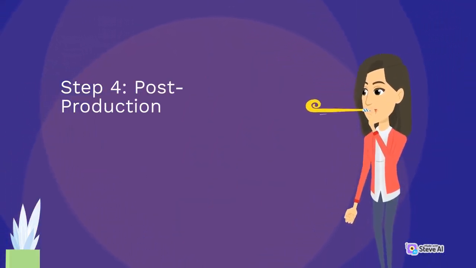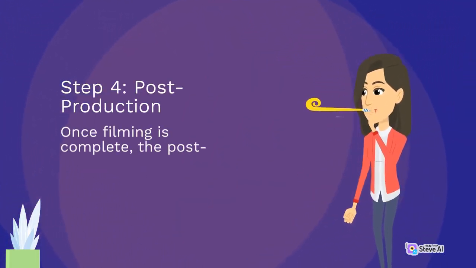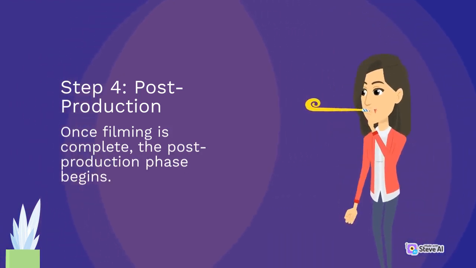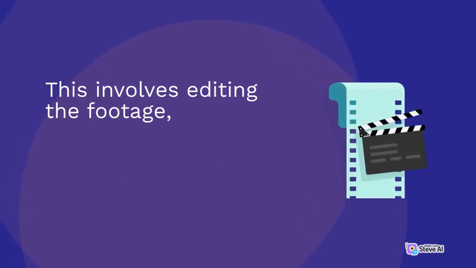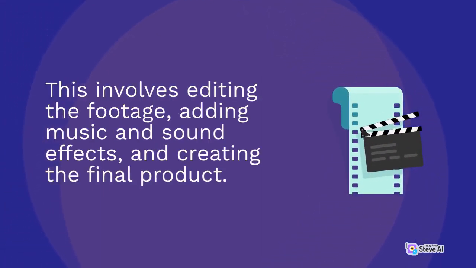Step 4: Post-production. Once filming is complete, the post-production phase begins. This involves editing the footage, adding music and sound effects, and creating the final product.